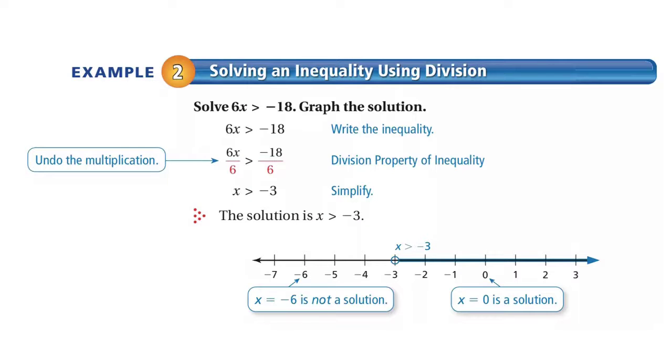For example 2, we're solving the inequality using division. This time it was 6x is greater than negative 18. Well, we do want to get x by itself, so we divide both sides by 6. When we divide the left-hand side by 6, we're left with just x. And negative 18 divided by 6 is negative 3.